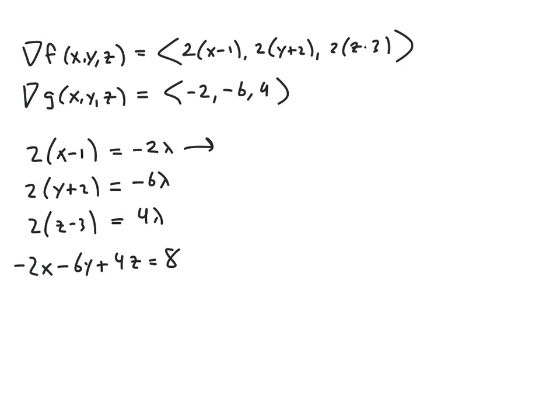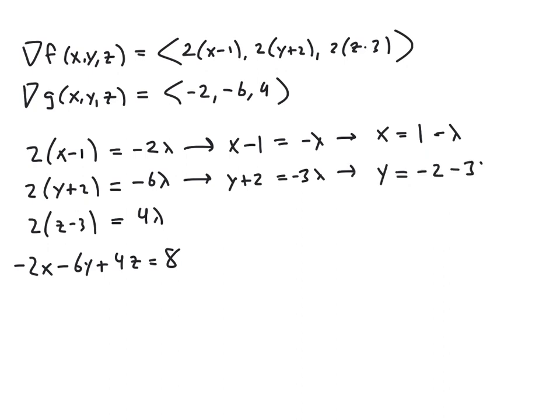The algebra is very simple, but if we get rid of the 2, if we divide both sides by 2, I get x minus 1 equals negative lambda. And therefore, x is going to be 1 minus lambda. So there's x in terms of lambda. The second equation, if I divide by 2, we get y plus 2 equals negative 3 lambda. And so I subtract 2 and get y equals negative 2 minus 3 lambda. And the third equation, I get z minus 3 equals 2 lambda. And so z is going to equal 3 plus 2 lambda.